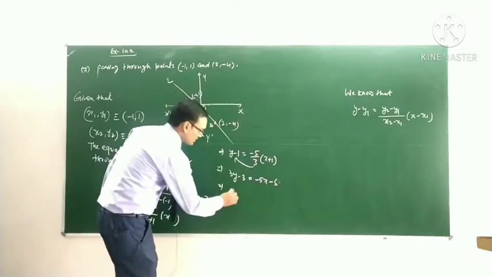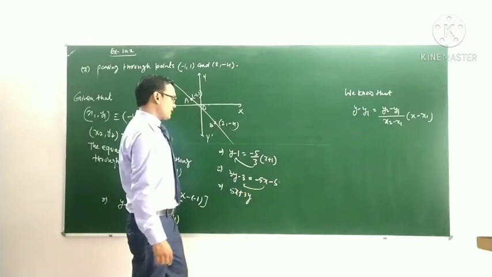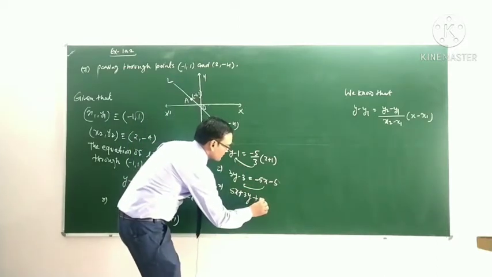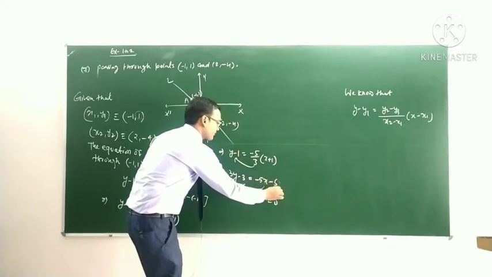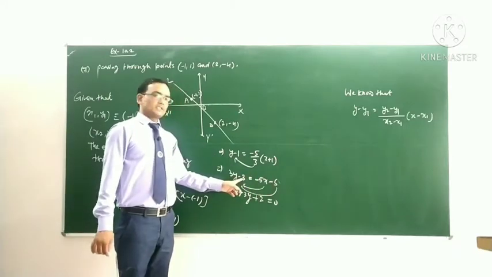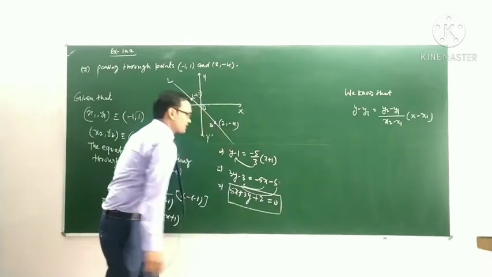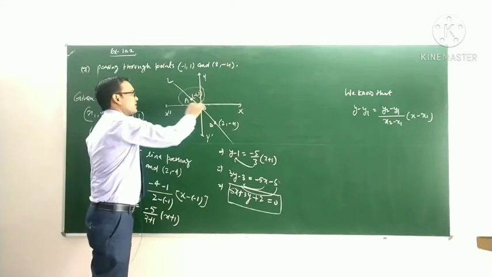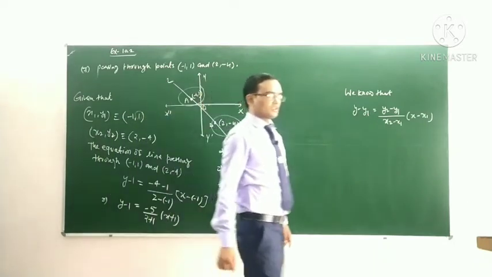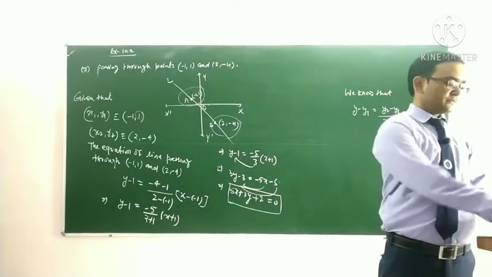This implies that 5x plus 3y plus 2 equal to 0. Here -5 is transferred to the left hand side, plus 5 minus 3 is equal to plus 2, which is the equation of the straight line passing through the points (-1, 1) and (2, -4). Okay students, let us move to question number 8.